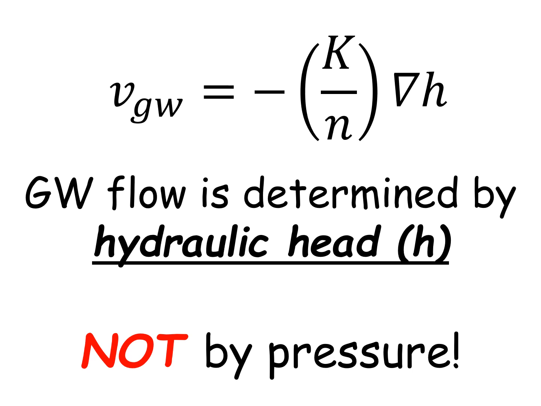It says that the driving force for the groundwater flow is the head, not the pressure. Groundwater flows from high head to low head, not from high pressure to low pressure. As you will learn, pressure is a component of the head, but it's not the only component. And once again, groundwater flows from high head to low head.